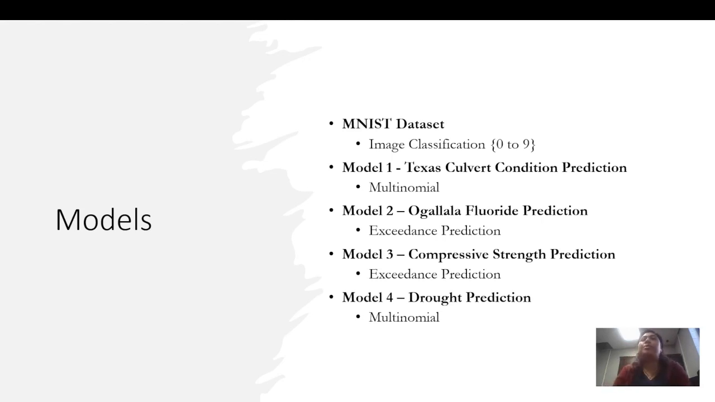The first model comprises the dataset of Texas culverts, having different classes for prediction of the culvert condition. The second model was the Ogallala aquifer data for fluoride prediction.